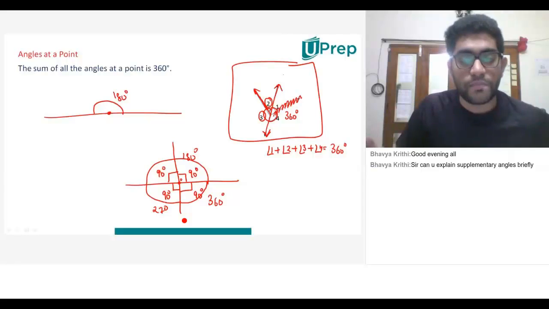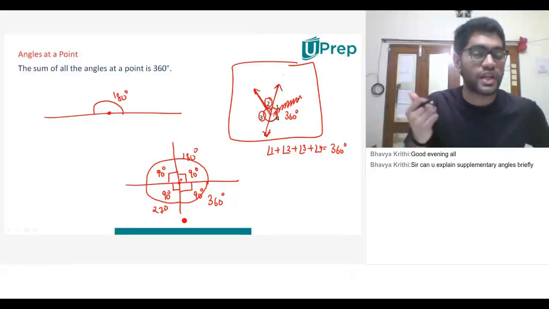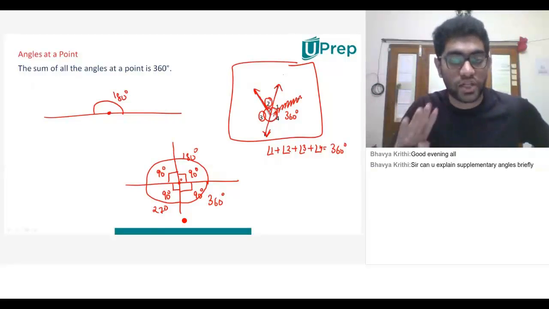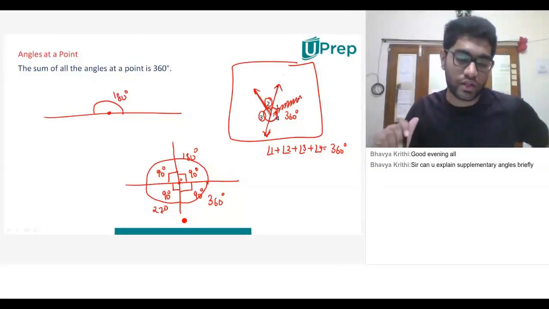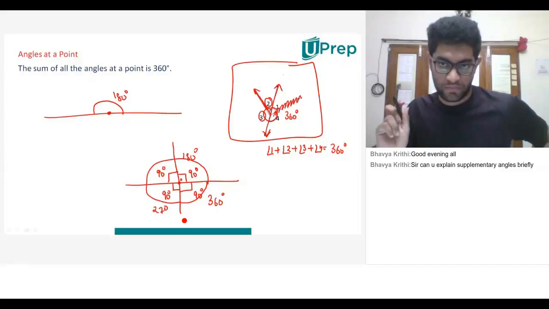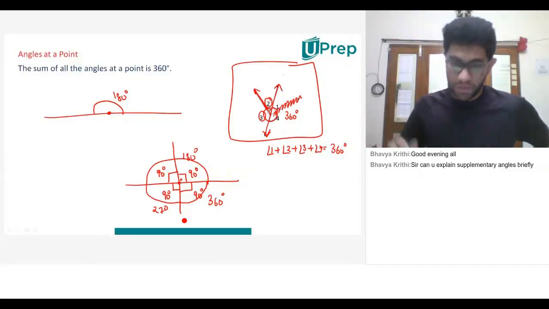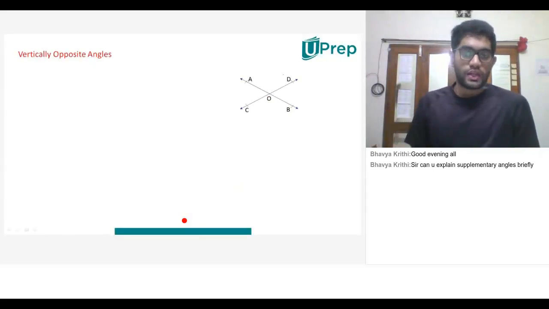Angle 2 can be say 60, angle 3 can be 120, angle 2 can be 50, angle 3 can be 130. We do not know. Whatever the angles might be, we know that when I add both of them, I am going to get 180 degrees. Are we very clear now? Any doubt? Perfect. Now, vertically opposite angles.